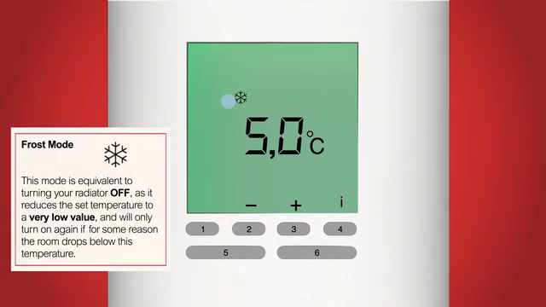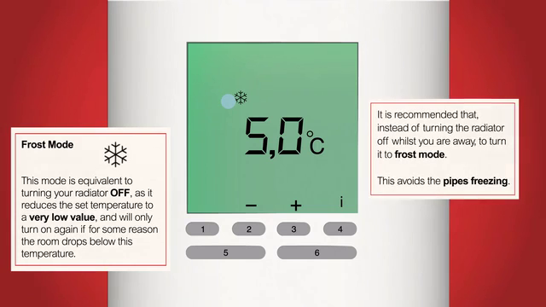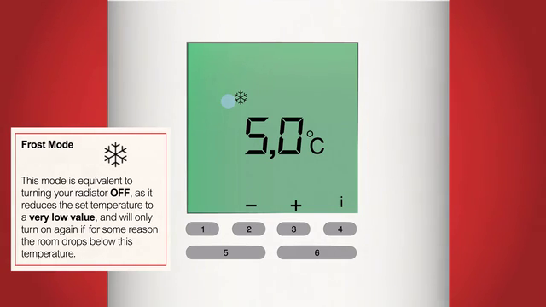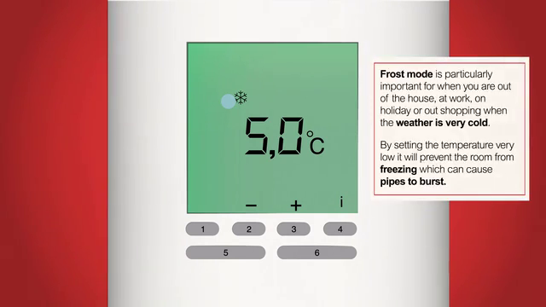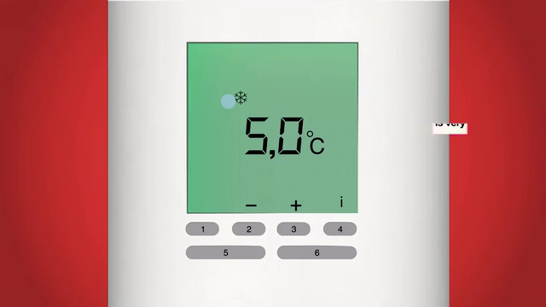This is indicated by the small snowflake at the top and a low temperature in the middle of the screen. This mode is separate to turning the radiator off. Instead, it will reduce the temperature of the radiator to what we set on this screen. This is for when the weather is much colder and we don't want the temperature around the house to drop below freezing. It is particularly important in the winter or any time that you are away from the property for an extended period and there is a risk of the pipes freezing. Freezing pipes can cause them to burst.